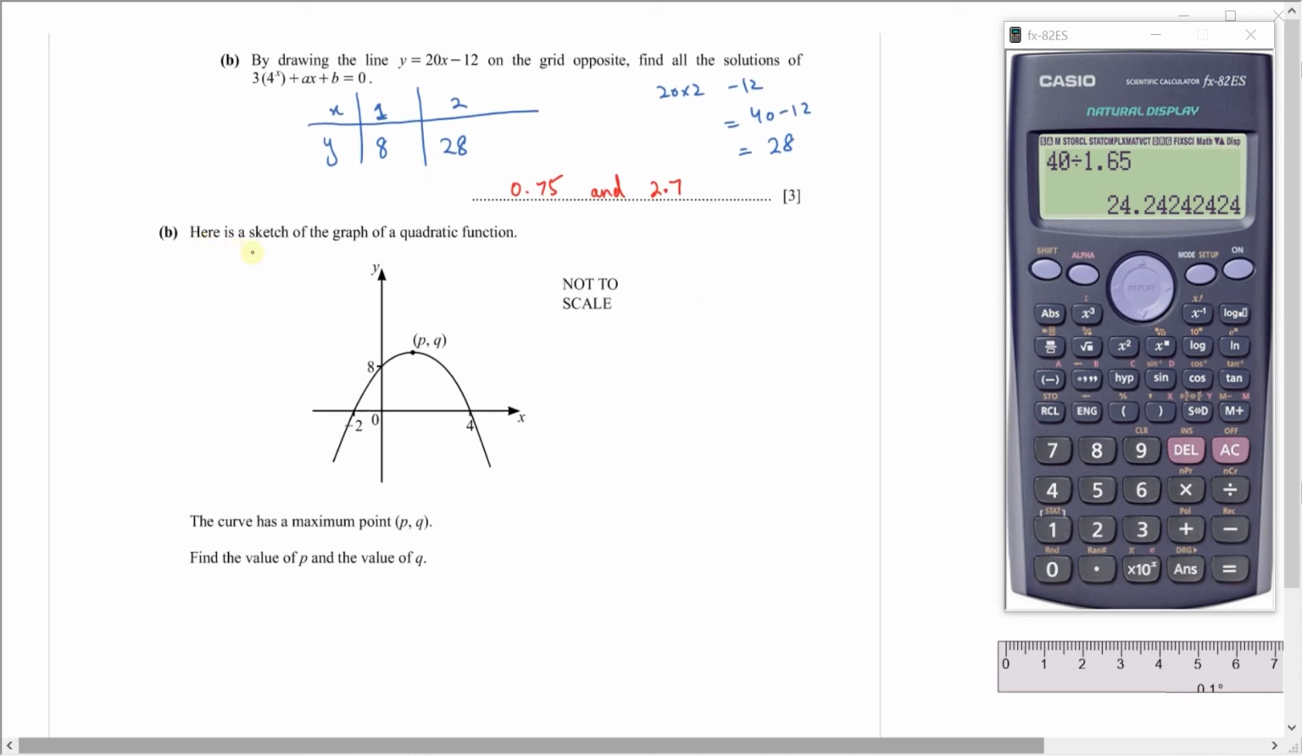The next part is, here is a sketch of the graph of a quadratic function. The curve has a maximum point PQ. Find the value of P and value of Q. So P is basically the x coordinate of this point, Q is the y coordinate.